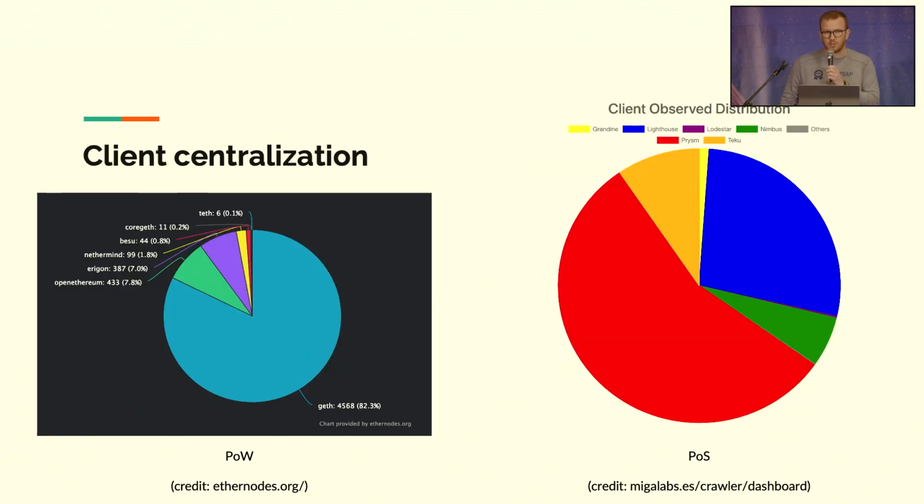Talking about client centralization, so this is the software that each of these node operators are running. In proof of work land, Geth has an extreme majority. In proof of stake, I actually just updated these slides last night. I did a similar talk 6 months ago. Proof of stake, it's awesome to see Prysm. Prysm still has a near super majority, but this has had a lot of progress in the last 6 months.